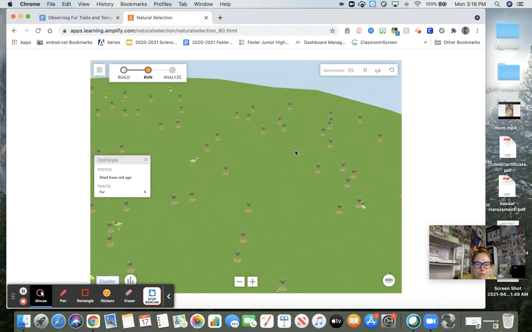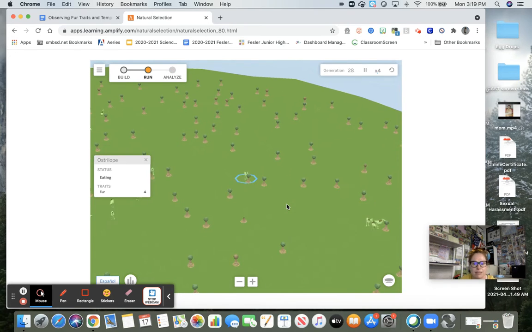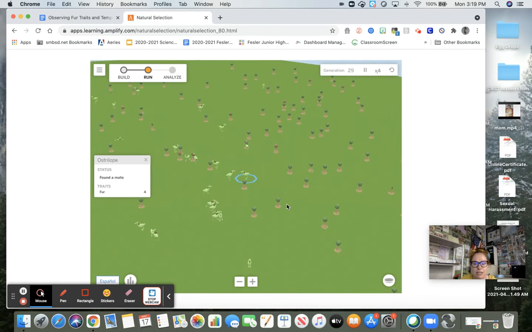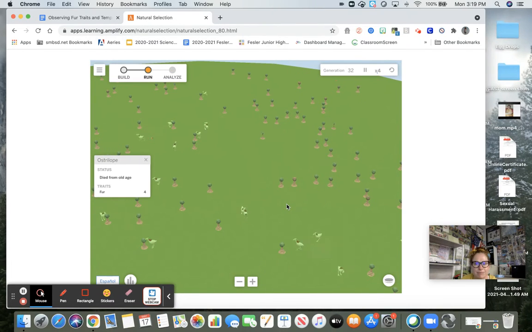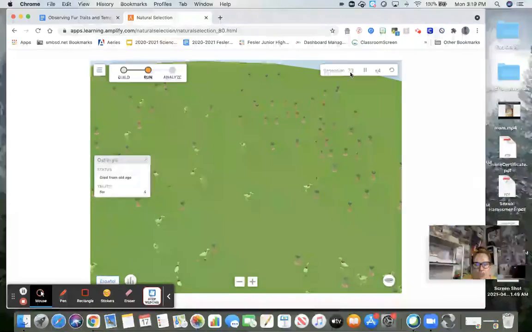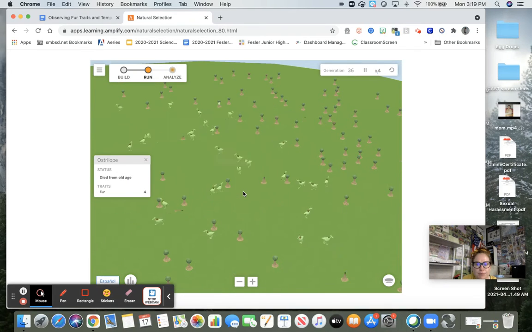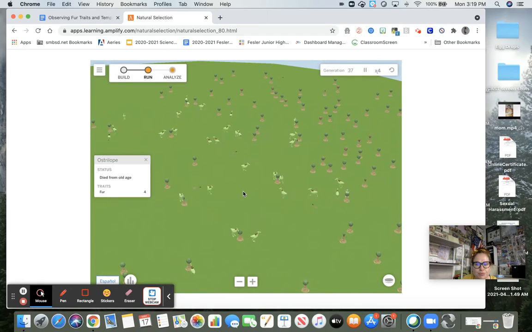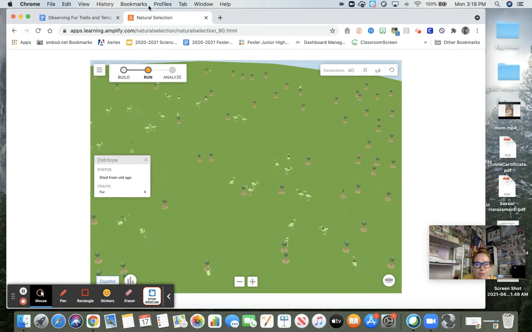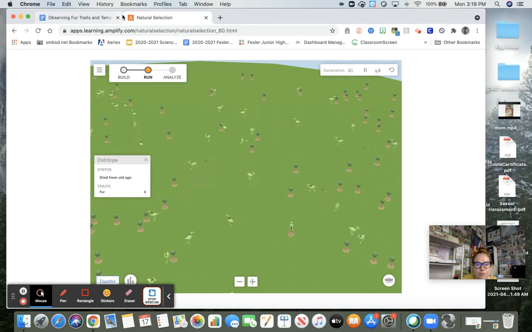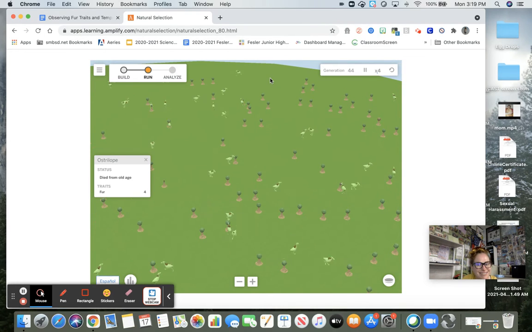Nope, it died. So notice that that one did die. Let's see if this one does. Oh, it looks like it's shaking. It's getting cold. It did make a baby though. Oh, died. So notice I'm at generation 33, 34. Almost there.